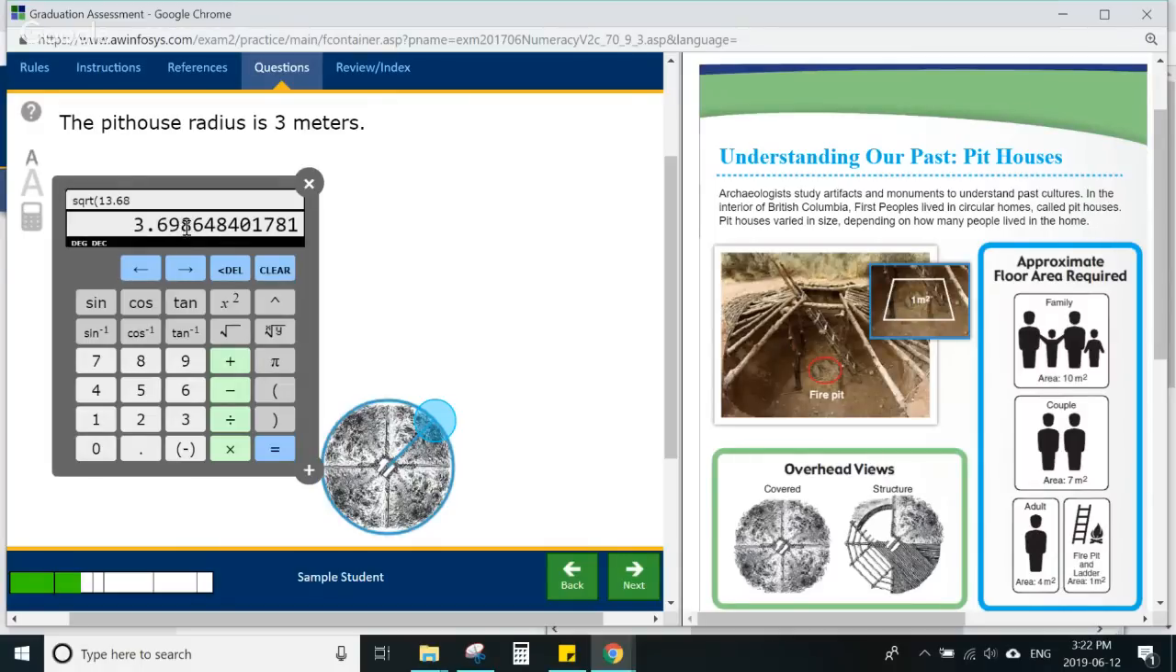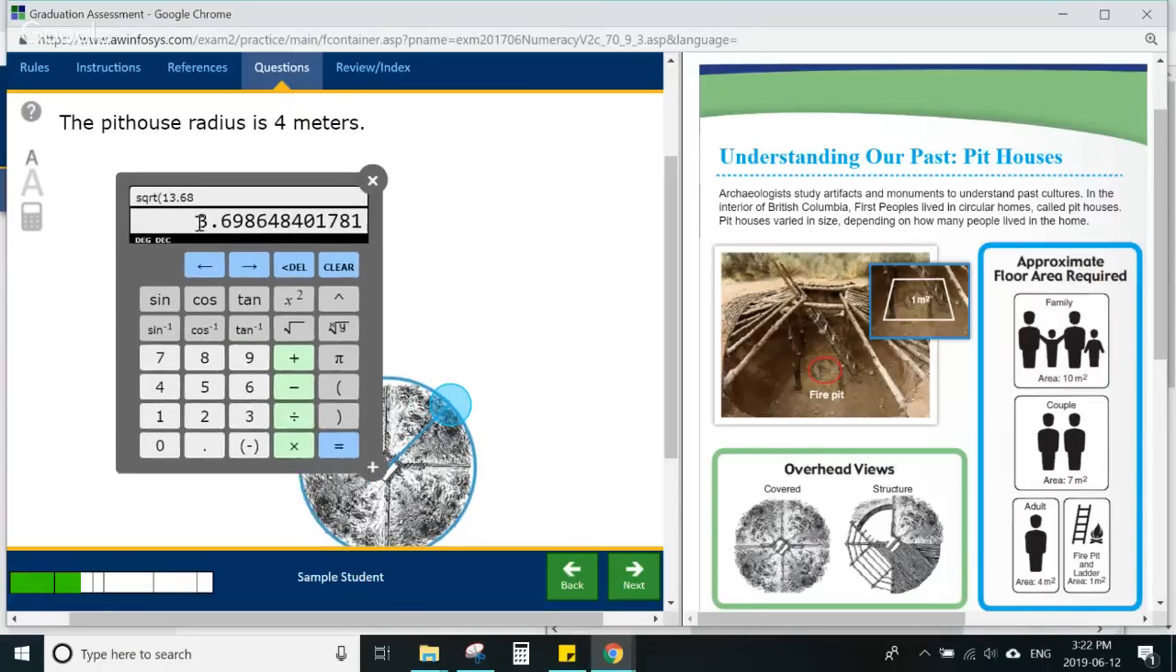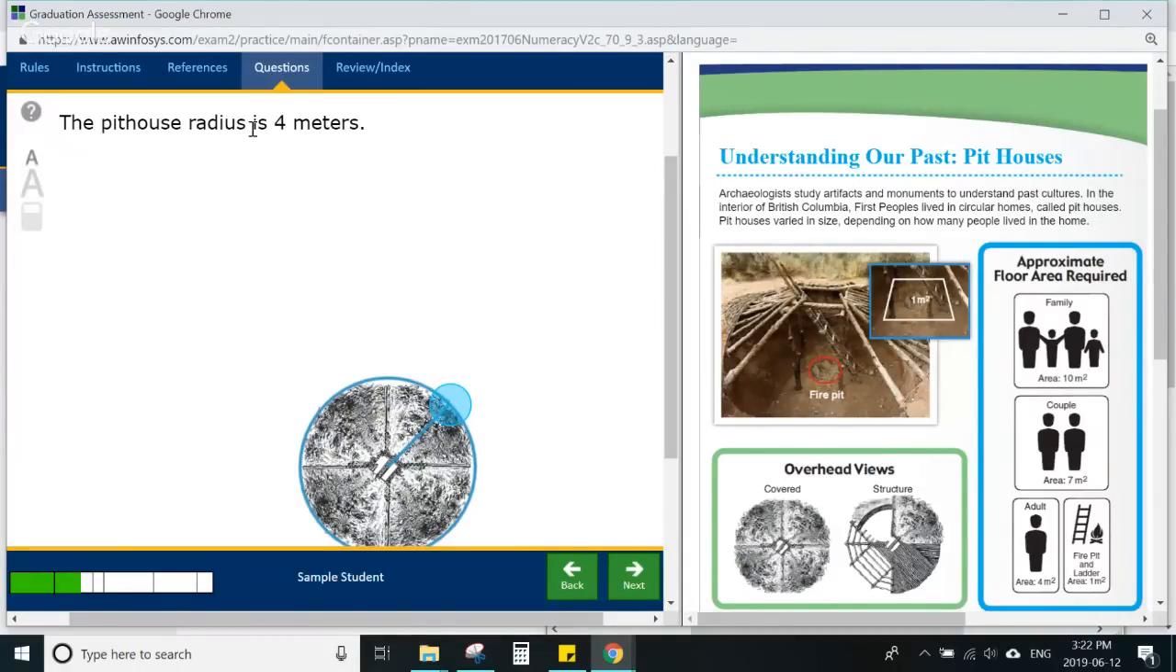Now, the pit house radius here, we can move it to 4 meters. Notice that 3.69 rounds up to 4 and not down to 3. So the answer here, we want more room for the families than necessary. The answer here that we're going to enter is 4 meters. And again, we did that by adjusting the size of the pit house electronically.